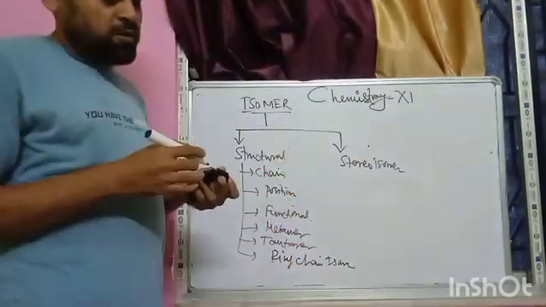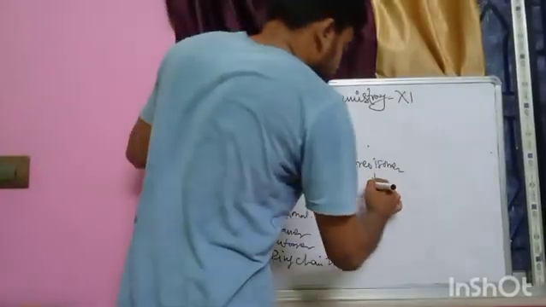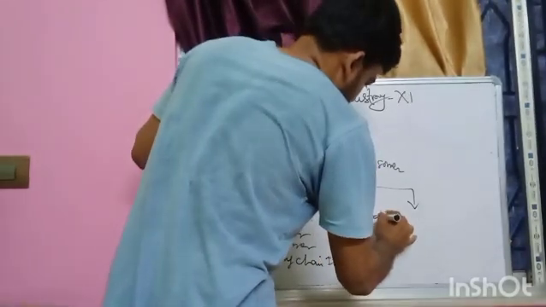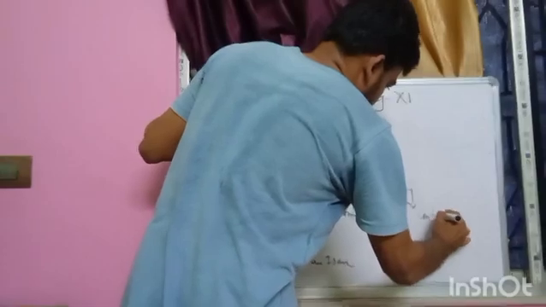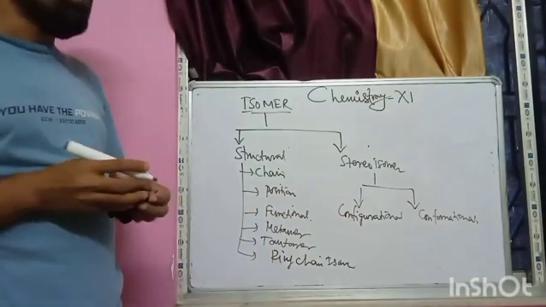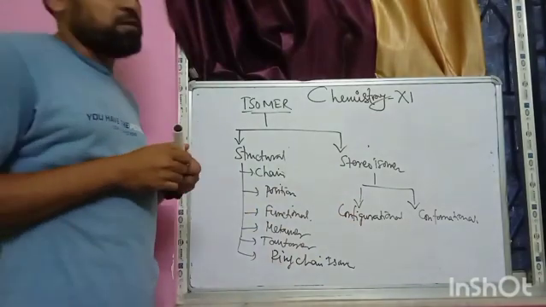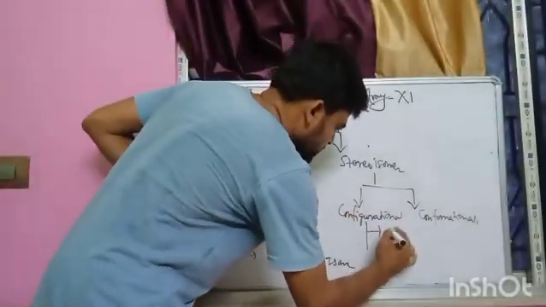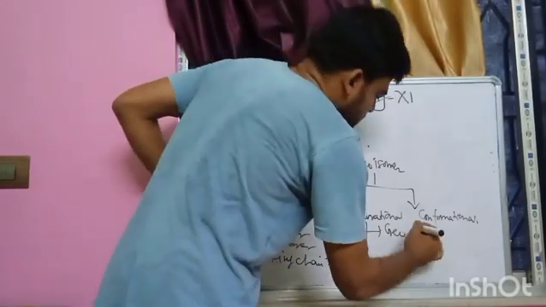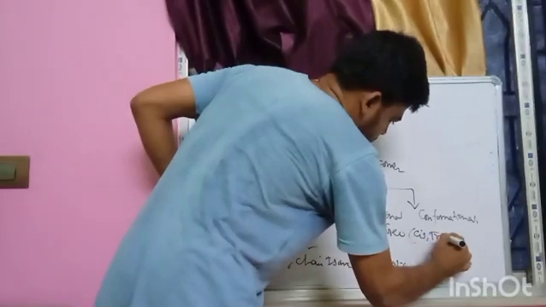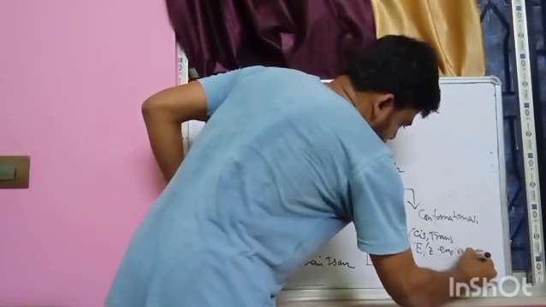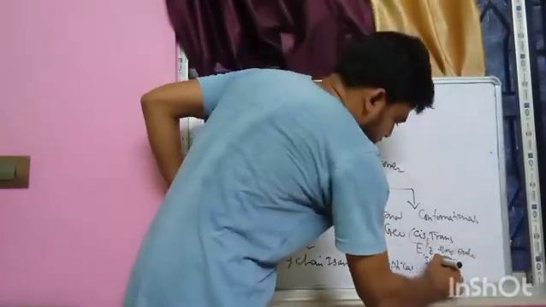And the stereoisomer is of two types: one is configurational isomer and the other is conformational. Here, configurational isomers are of two types: one is geometrical isomer and another is optical isomer. Geometrical isomer means cis-trans isomer or EZ isomer or exo or endo isomer or syn and anti isomer.